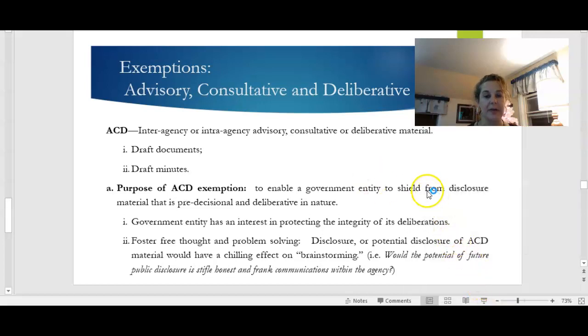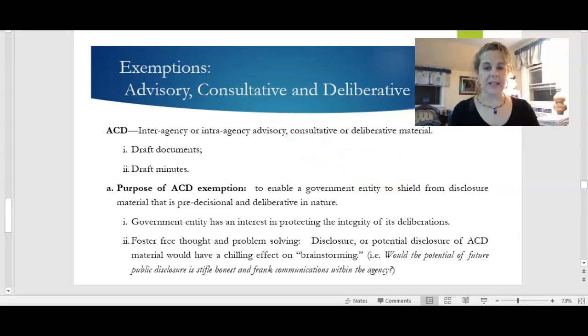Okay, the last of the major exemptions is advisory, consultative, and deliberative. This exemption causes a lot of people angst, but it's actually quite simple. A little bit hard to wrap your mind around, but actually quite easy. ACD is interagency or intra-agency material that is advisory, consultative, or deliberative in nature. For example, draft documents and draft minutes are always ACD.